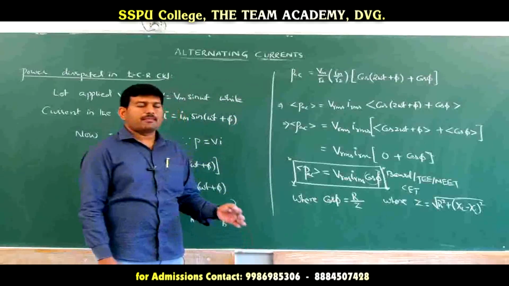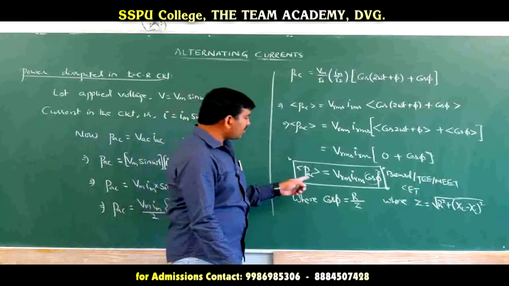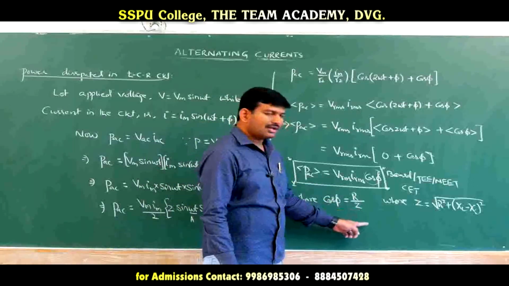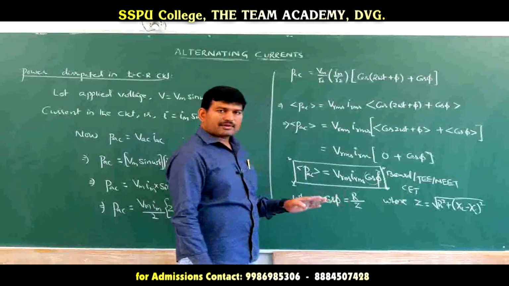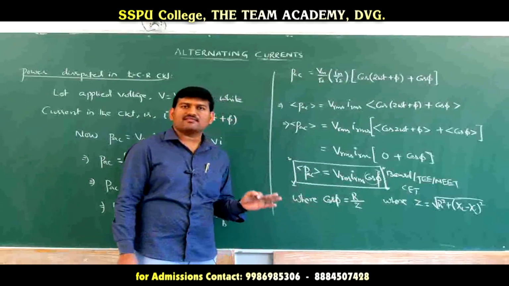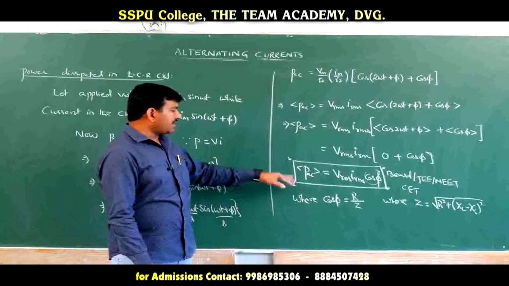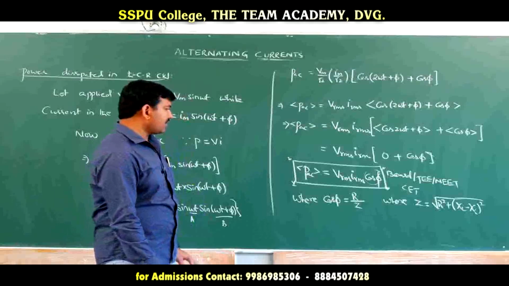So power is dissipated only in the pure resistive circuit, but no power is dissipated in the case of pure inductive and pure capacitive circuits. There is no power loss for a pure inductive and pure capacitive circuit. There is a power loss only in the case of a pure resistive circuit. At resonance, an LCR series circuit behaves like a pure resistive circuit. Is it clear or not?